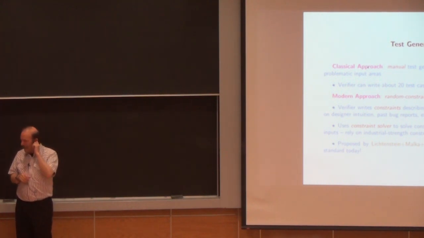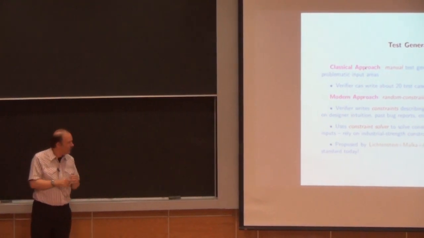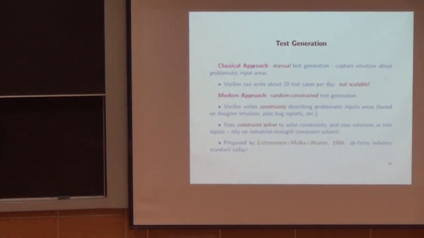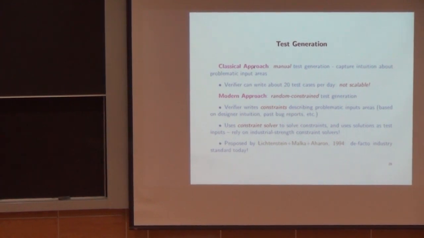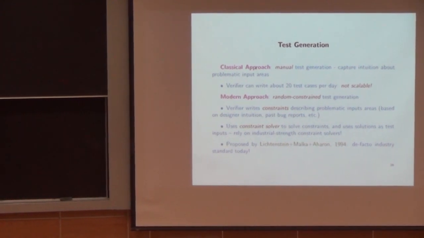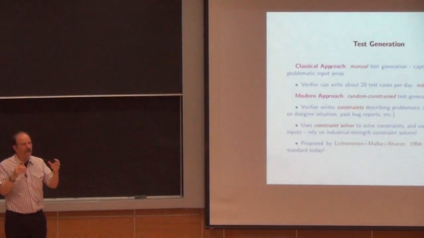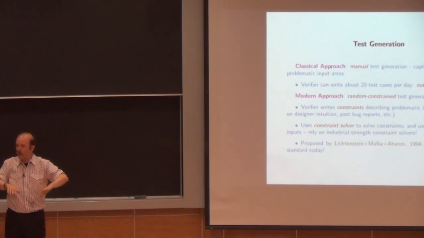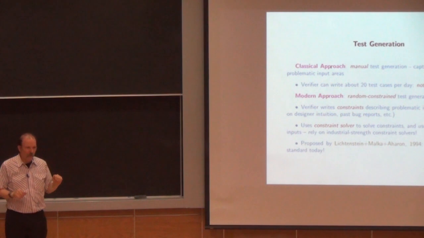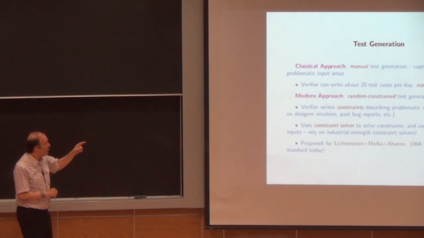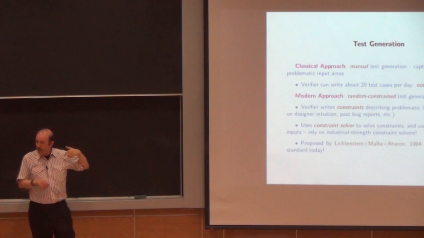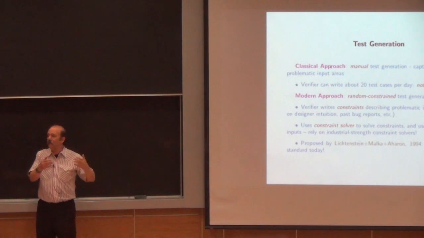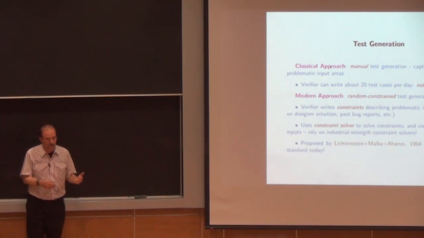But someone else at IBM actually came up with a brilliant idea. This was a group, Lichtenstein, Malka, and Aharon, in IBM Haifa in Israel. The idea was, don't write test cases directly. Instead, write constraints that describe a space of possible test cases. For example, you may want to write constraints that say, for this floating point division, both numbers are very large, or both are very small, or one is very large and one is very small. And you write constraints, and then you use a constraint solver. By now, as we said, we had progress in SAT, so we have very good constraint solvers to generate test cases by solving the constraints.